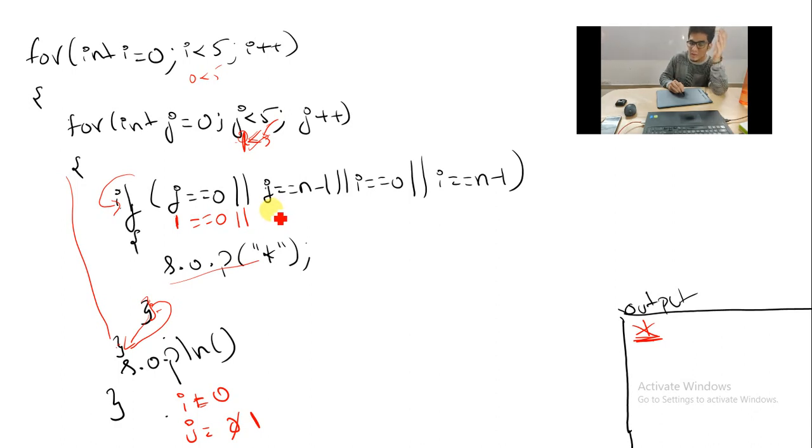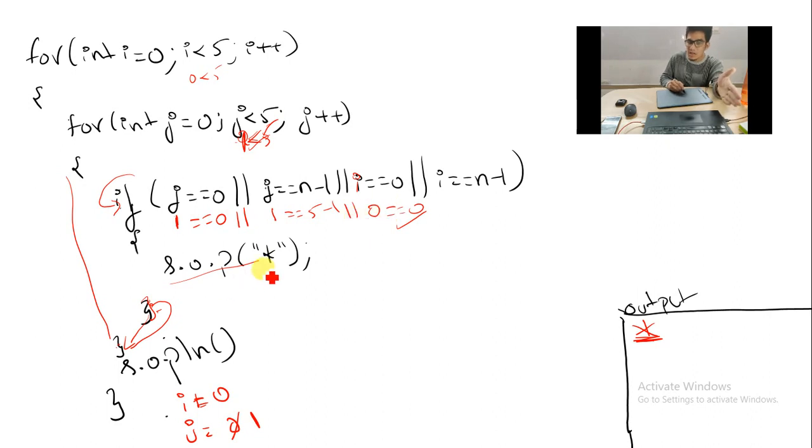What's the j value now? J value is 1. Is 1 equal to 5 minus 1, that is 4? No, that condition also false. It will check the third condition. What's the I value now? I value is 0 in the memory. Is 0 equal to 0? Yes. In that case, condition is true. It will not check the last condition.